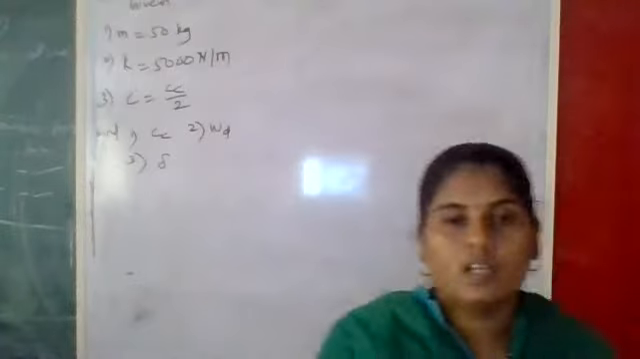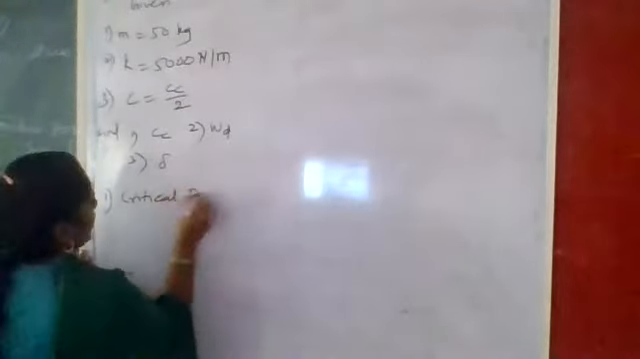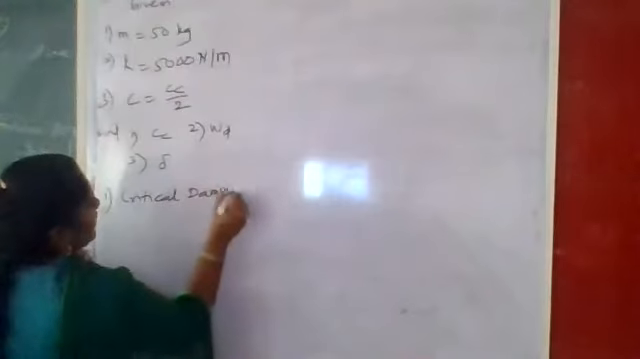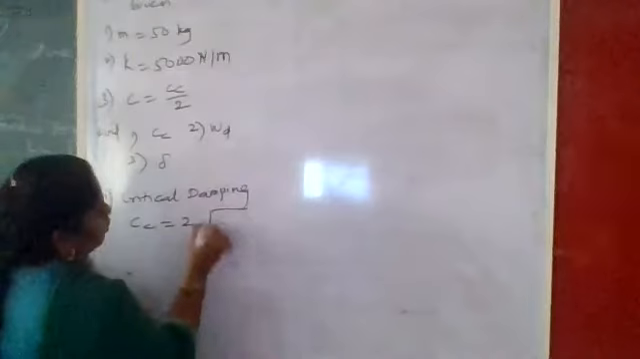How to calculate critical damping? Can anyone please tell me the formula for critical damping? How to calculate this? Anyone can please raise hand or tell me the answer. Cc is equal to 2 into root of km.